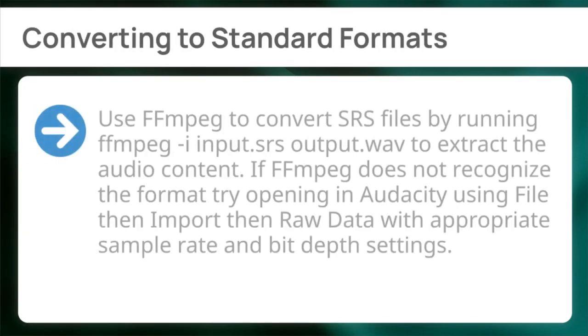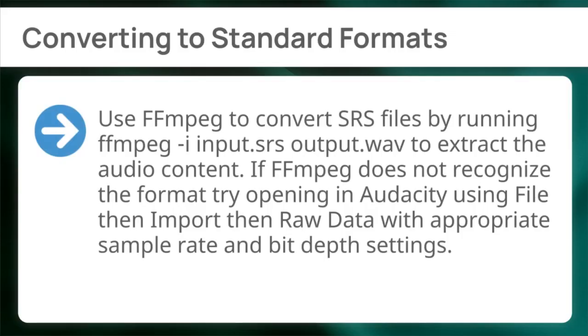Next, converting to standard formats. Use FFmpeg to convert SRS files by running ffmpeg -i input.srs output.wav to extract the audio content. If FFmpeg does not recognize the format, try opening in Audacity using File, then Import, then Raw Data, with appropriate sample rate and bit depth settings.